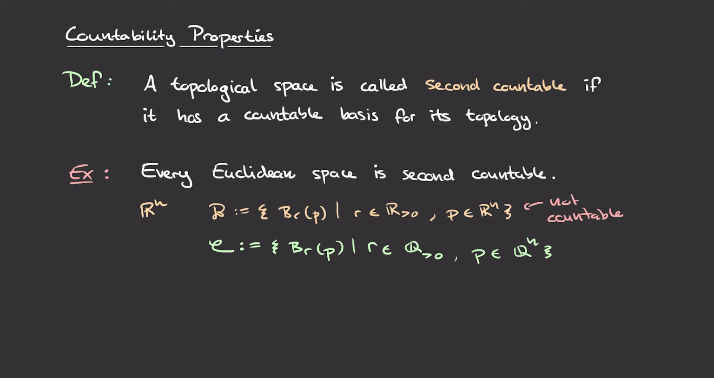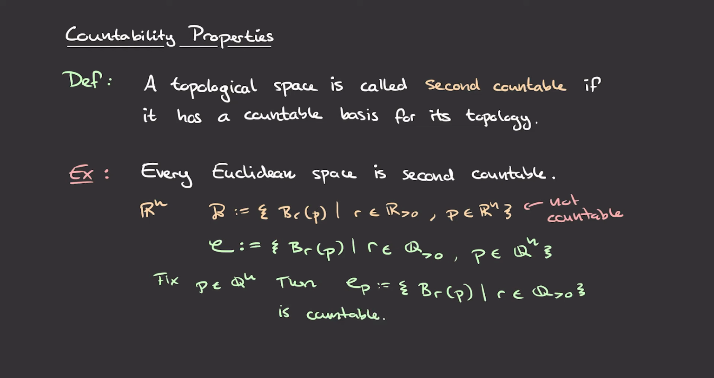So if we again fix some point P in Q^n, well, then the set, which I'll call C_P, so these are all the open balls of radius r at P, where r lies within the positive rationals. So this set is countable. This is because this set C_P has the same cardinality as the positive rationals, because we have one open ball for each radius in the positive rationals.